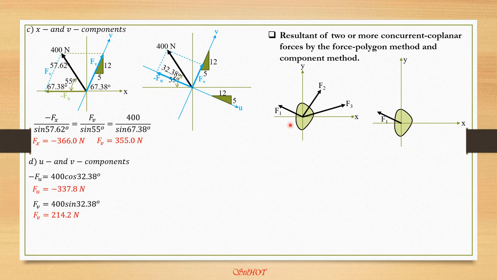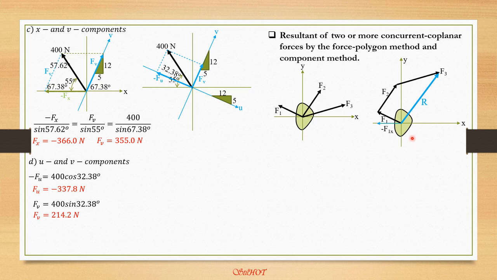So F1, then connect F2. That's F2, then F3. So that's F3. Therefore, the resultant is the vector from the tail of the first force to the tip of the last force. So that's the resultant. Let's check if we have the same resultant if we start with F2. So this is F2, then connect F3, that's F3, then F1 last. So we see that regardless of the ordering of the arrangement of the forces into tip to tail manner, the resultant is the same.